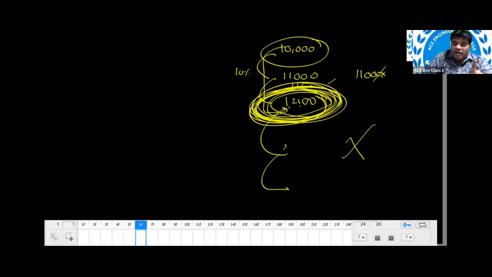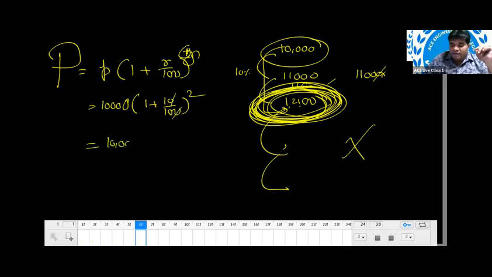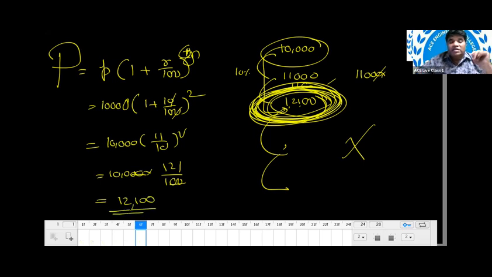That's why we have a formula. Capital P is equal to small p into (1 plus r by 100) whole power n, plus or minus n. Here plus means after, and 2 years back means you can use the minus symbol. So present population 10,000 into (1 plus rate 10 by 100) whole square after 2 years. Cancel the zeros from 10,000: 11 by 10 whole square, so 100 times 121 upon 100, that is 12,100. This is the answer. Are you getting it?